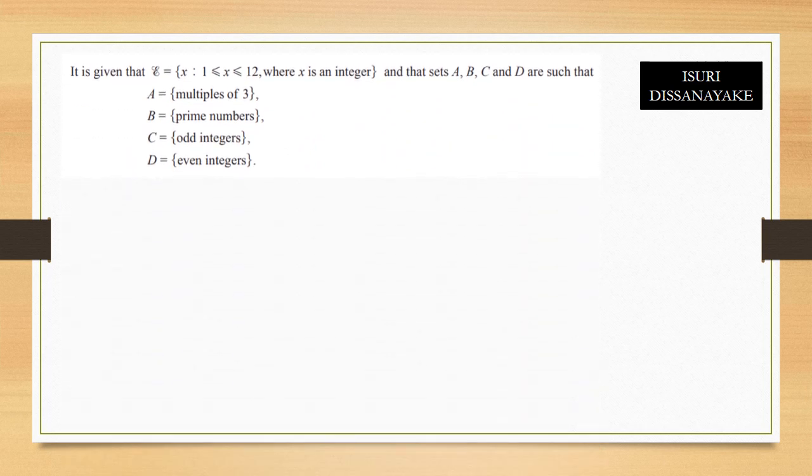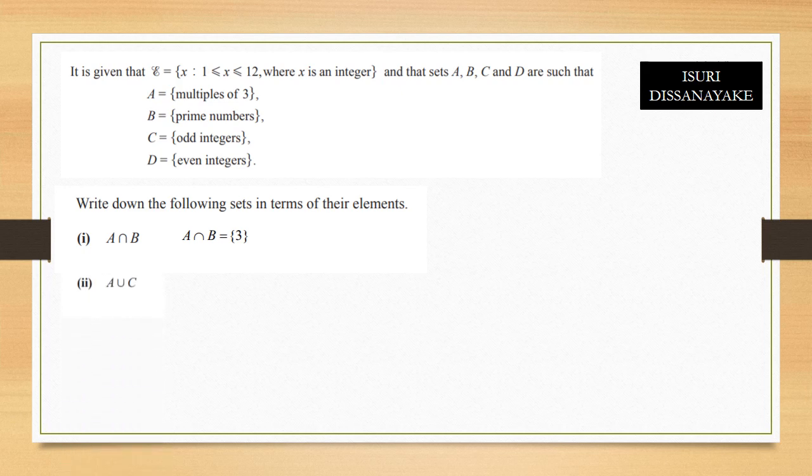Another question. A intersection B. Here I have not listed the elements. You all can list the elements and find out the common elements for A and B. So I will give you the answers. That is 3. A union C, all the elements of A and all the elements of C. So your answer is 1, 3, 5, 6, 7, 9, 11 and 12. Please list the elements before you do this question.